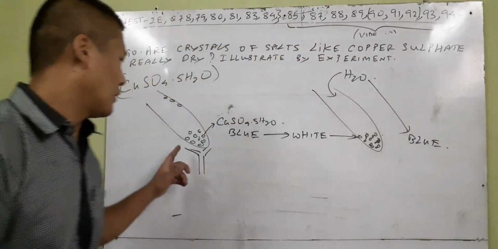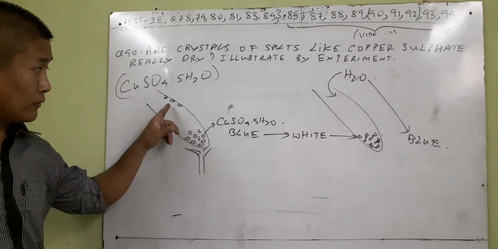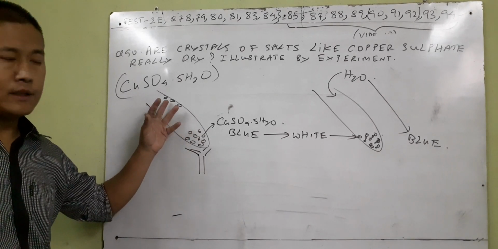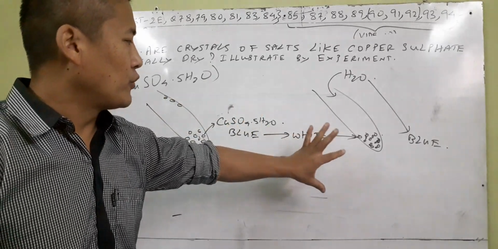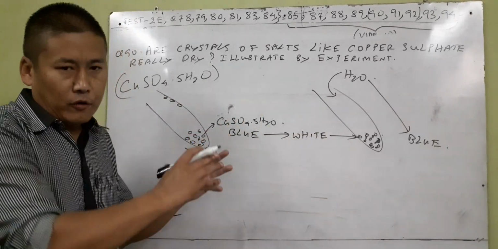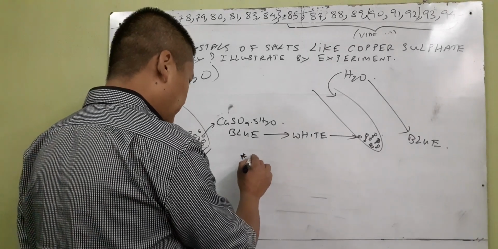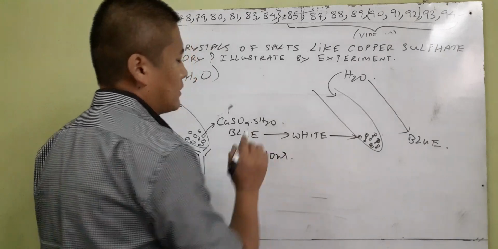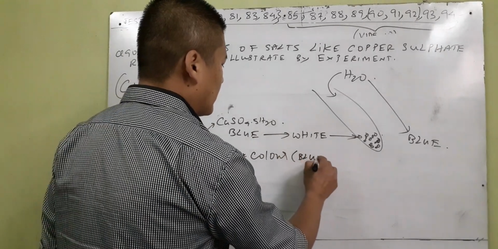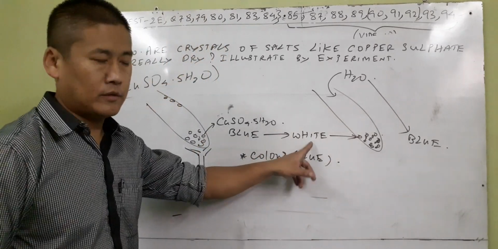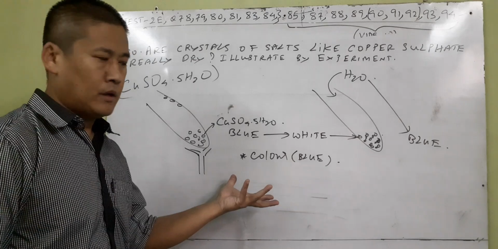That proves that copper sulfate is not really dry. When you heat it and water droplets appear, it means there was water hidden inside. When the water came out, it changed to white. That proves it contains a certain amount of water. And this water is responsible for what? Number one, the blue color was there because of the presence of water. When you heat it, it turns white. So the moment water is taken out, the color disappears.